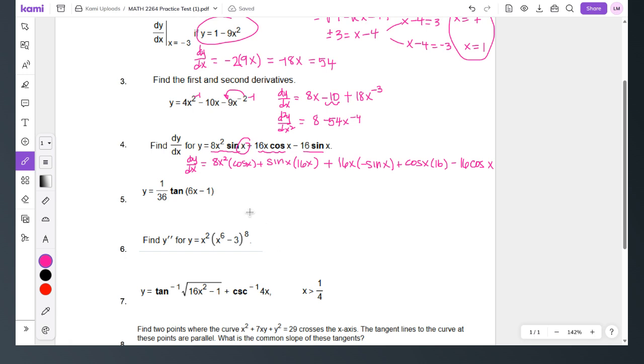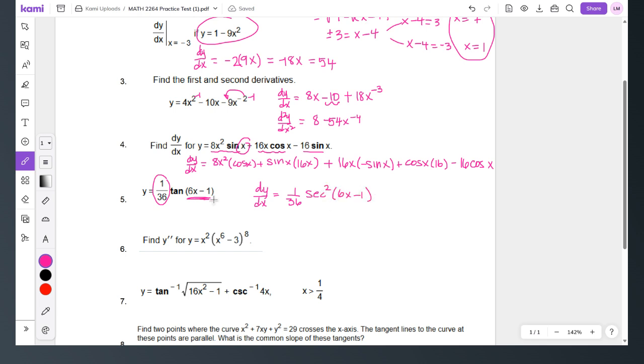Just checking my notes to make sure I got everything down. Okay. All right. So number 5 is chain rule because I see my angle is not x, it's other things. But it is not product rule also because this doesn't have a variable with it. So dy dx is 1 over 36 secant squared 6x minus 1.